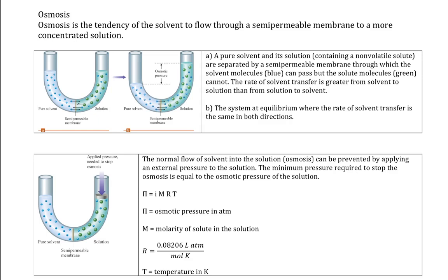The system at equilibrium, that would be diagram B, where the rate of solvent transfer is the same now in both directions. So it's reached equilibrium. The rates of the two sides are now equal, but the liquid level on the right side has risen. Basically, osmosis happens because you can think of it as a tendency of the solution, by the solvent, to try to become more diluted.